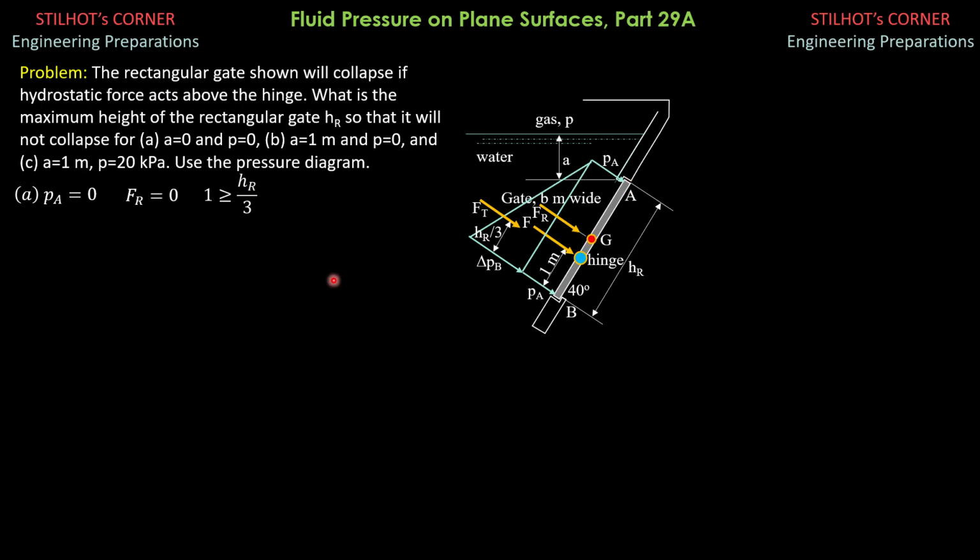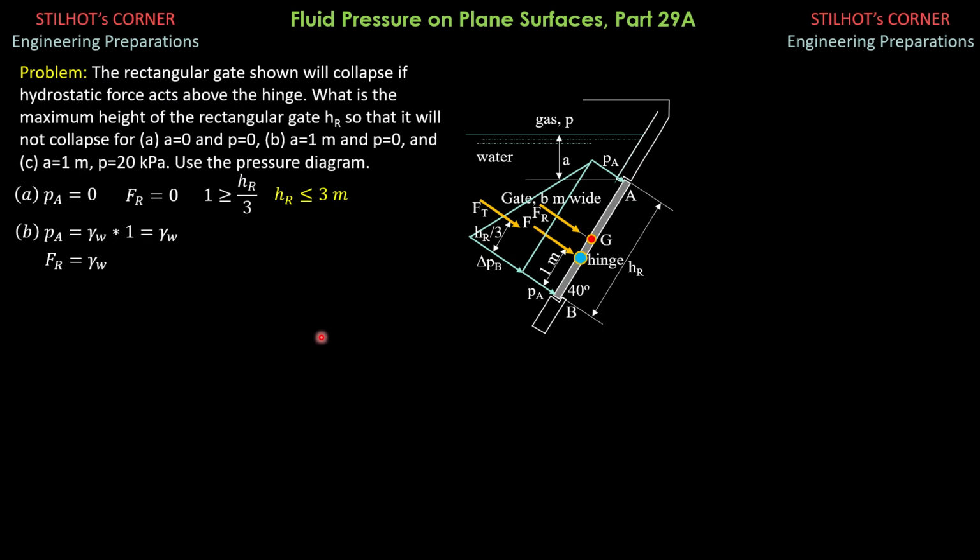So that means HR should be less than or equal to 3 meters, just like in part 29. For part B, there is now A, which is 1. So the pressure at A is 9.81 times 1. Pressure is gamma times height, so it is gamma W, kilopascals rather, 9.81 kilopascals. So Ft is volume of this pressure diagram.